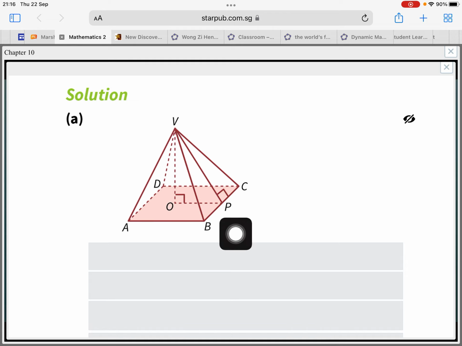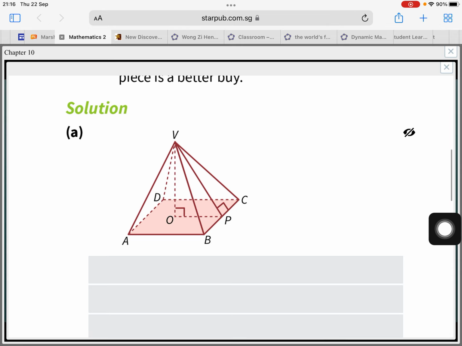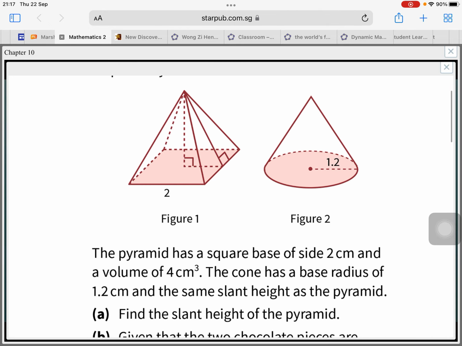Over here they have redrawn the diagram nicely for you. The slant height that it refers to is VP. VC is called the slant edge, VP is the slant height. So they're asking you to find the slant height. What are some of the information that we already know? We know that the base area is 12. The base has a side of 2 and it's a square, so this is 2, this is also 2. The volume is 4 cm cube.